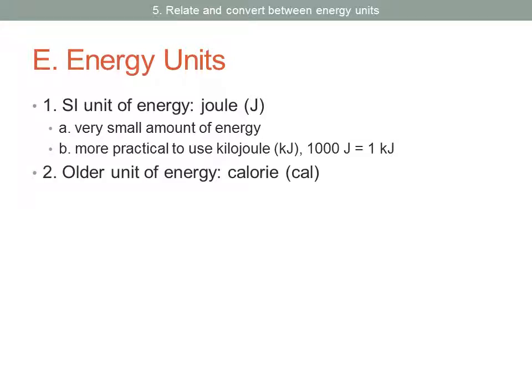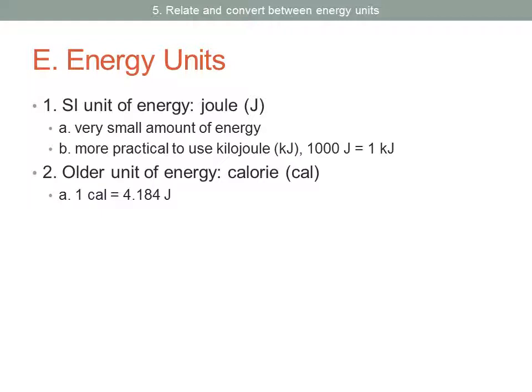An older unit of energy that you are more familiar with is called the calorie. The symbol for the calorie is simply the lowercase letters cal. 1 calorie is equal to 4.184 joules. Now you will want to memorize this conversion factor. I might make a note of that. 1 calorie equals 4.184 joules. You'll want to memorize that one.